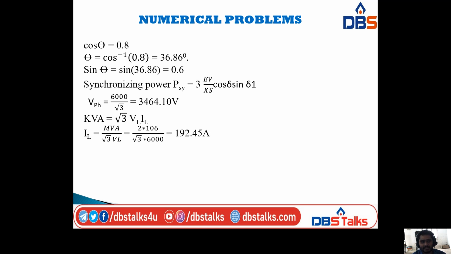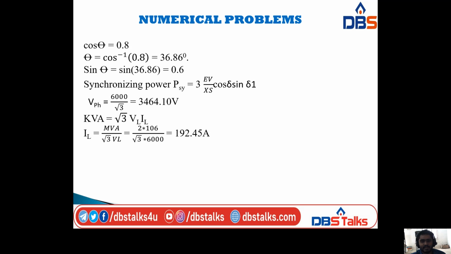Using the KVA rating, we have to calculate the line current value, that is KVA is equal to root 3 into VL IL, this is the formula. From this I am writing IL is equal to KVA by root 3 into VL. In the problem they have already given a 2 MVA rating, that is 2 into 10 to the power of 6 by root 3 into line voltage 6000 volts. After simplifying this we have 192.45 amperes.